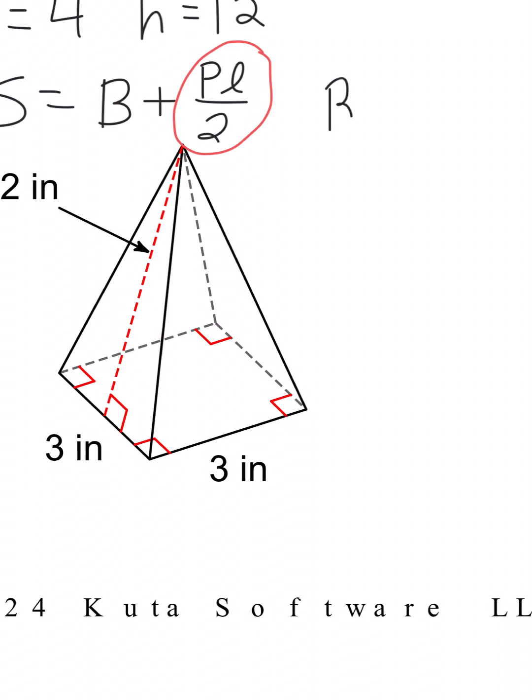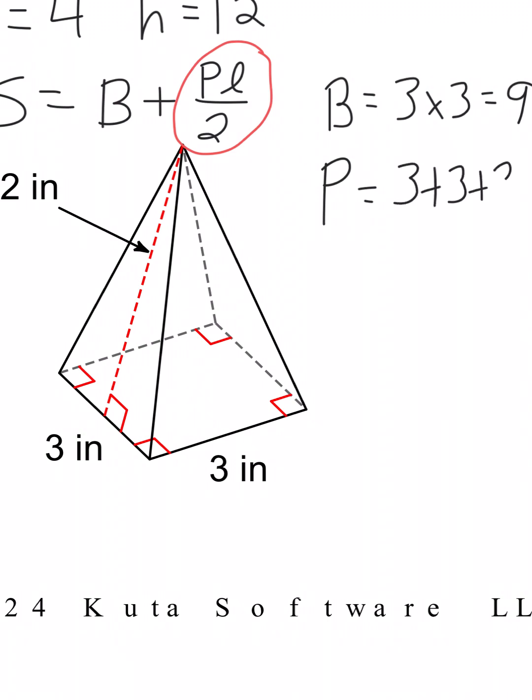Okay? So, what is the capital B? How do I find it? Yep, 3 times 3, which is 9. Perimeter. Yep, 3 plus 3 plus 3 plus 3. And then, what does this mean? Slant height, which is what? 5.2. Now we plug it all in.